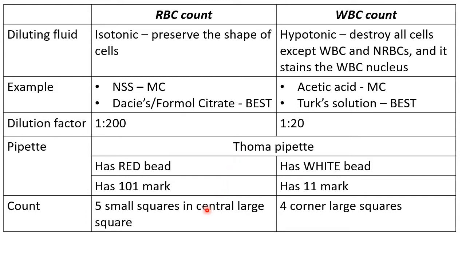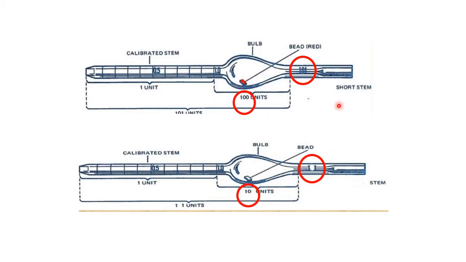And again, recall natin nga, ang RBC count uses the 5 small squares in the central large square and the WBC count uses the 4 corner large squares. So, ito ang difference ulit ng mga Toma pipettes natin, no? Unahin natin yung red blood cell Toma pipette, which has red bead and 101 mark. And it may contain 100 units of blood and the diluting fluid inside the bulb. Okay? Bakit 101 and then 102? Ba't hindi pantay? Dahil yung 1 unit is nasa ibaba. Okay? And then, while dun sa ating WBC Toma pipette, it has a white bead, 11 mark, and it may contain 10 units of your blood and diluting fluid in the bulb.